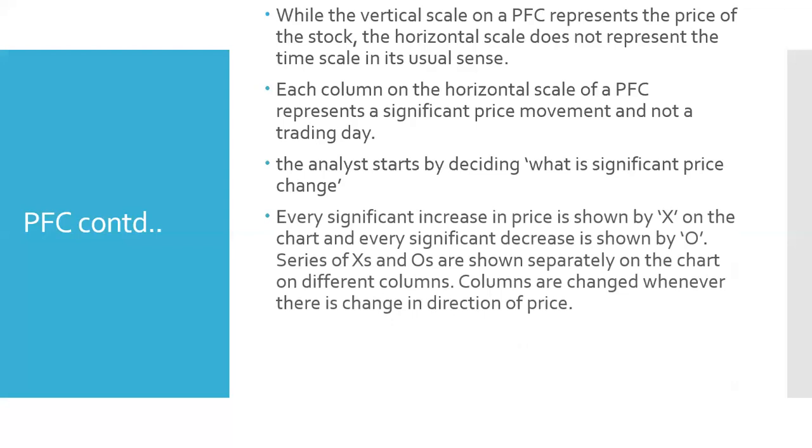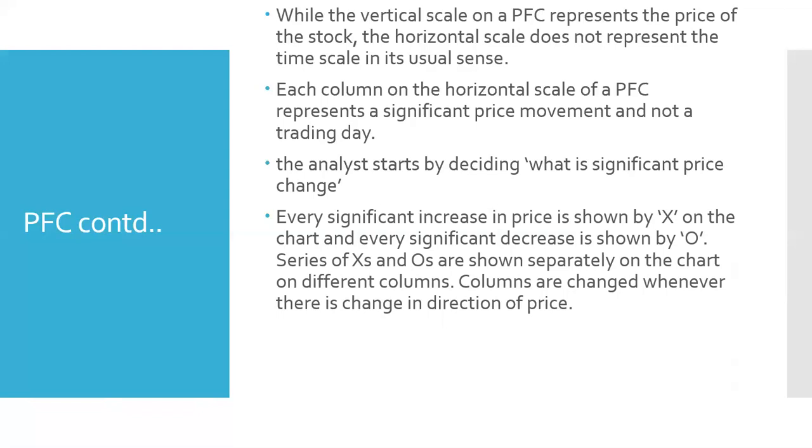Then every significant increase in price is shown by X on the chart, and every significant decrease is shown by O on the chart. This series of X and O's are shown separately on the chart. That means whenever there is a change in the movement of prices, we shift from one column to another column. X and O's are never shown in the same column.